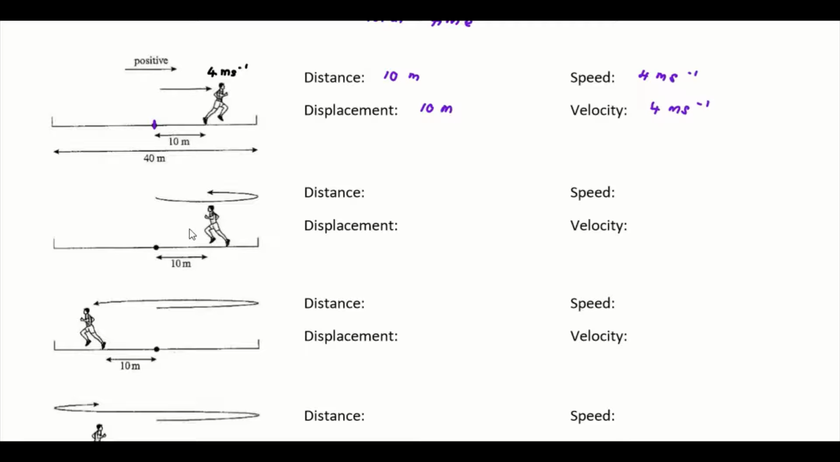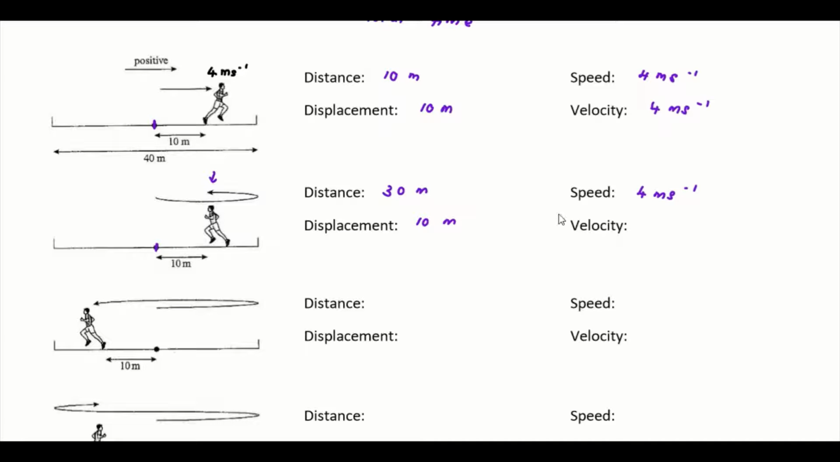Now this person reached the end point, then took a U-turn and came back to this same position. The distance is the total length, so he goes 20 meters, then comes back another 10 meters, so he has traveled a total of 30 meters. But for the displacement, this person has come back to this position, so the displacement is still 10 meters from the origin. For the speed, because he's running at a constant speed, it's 4 meters per second as well.